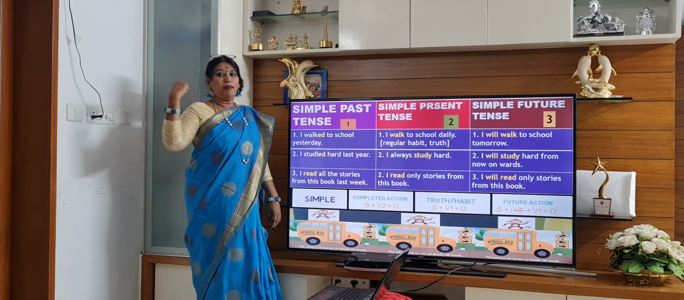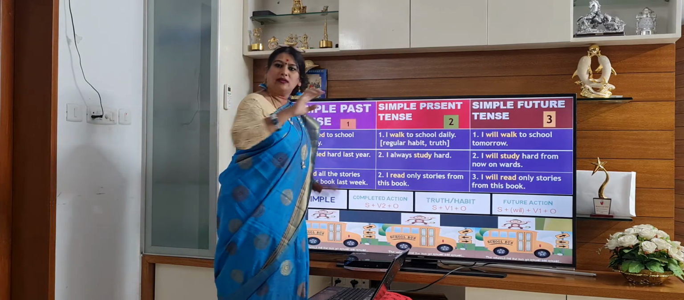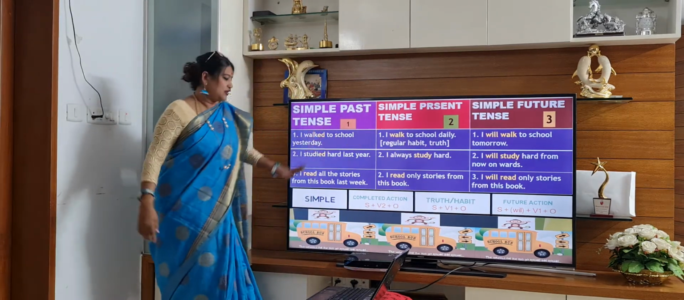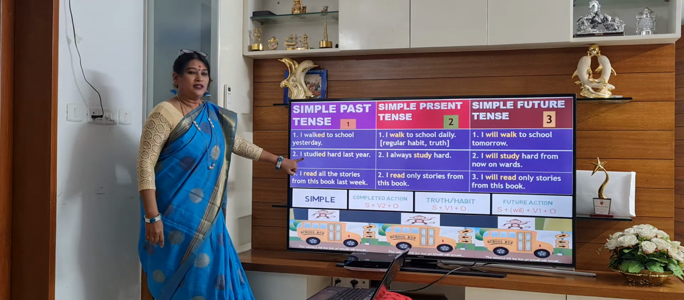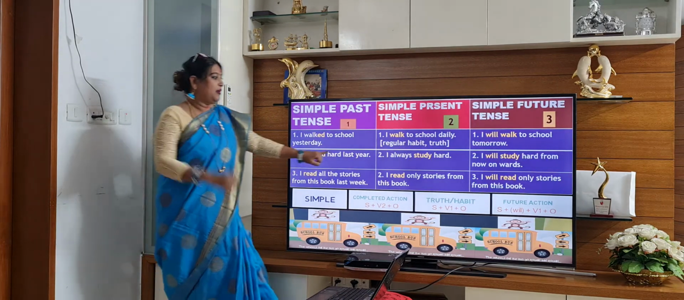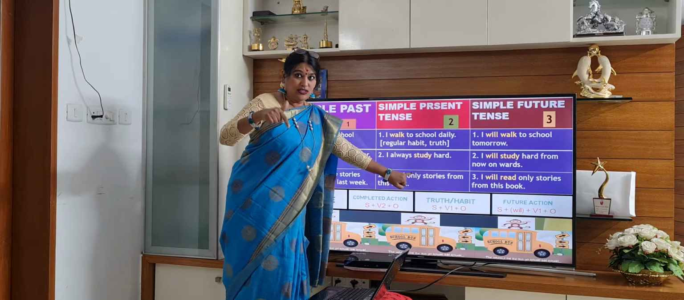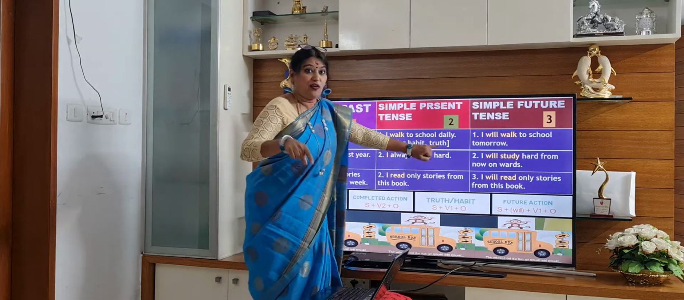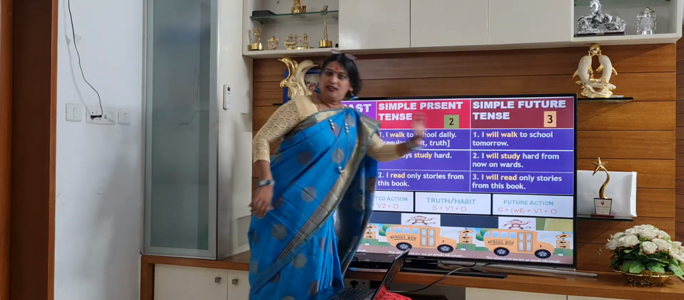So how will it be? Past, present, future. V2, V1, will V1. Sorted. Got it dear? See here. Studied, second form of verb. Study, first form of verb. Same study, first form of verb with will. Will study. Is that clear?